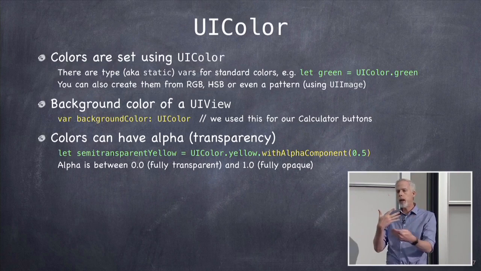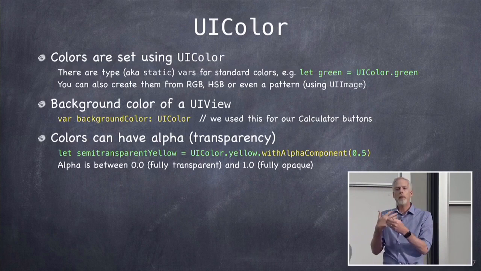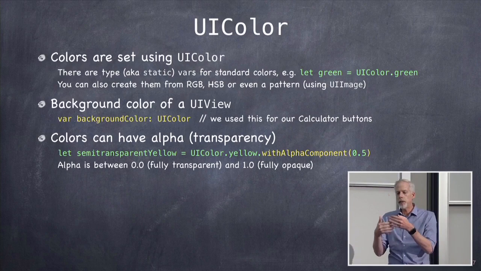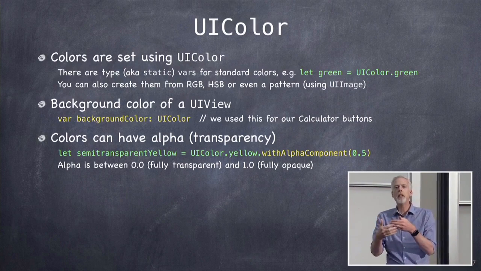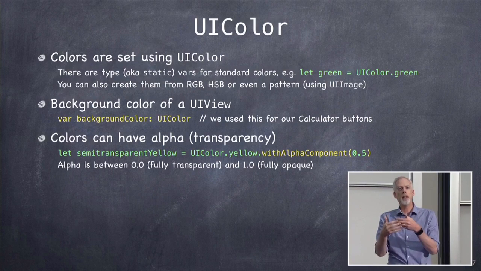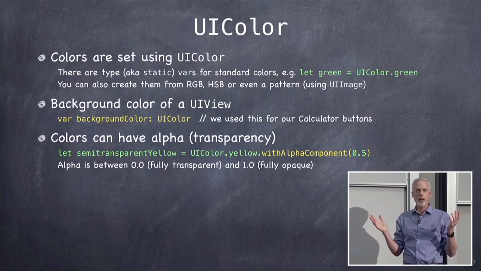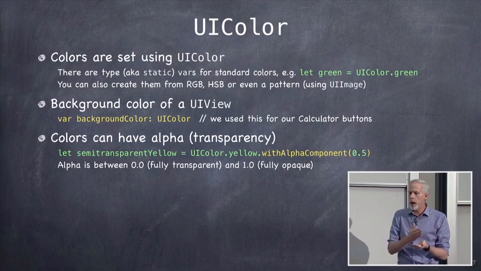So if you have a triangle and you fill it with green, then if it's fully opaque, you can't see anything behind that triangle. But if it were 50%, 0.5 alpha, then you'd be able to see the green, but you'd also be able to see things behind it a little bit. If it was 0, you wouldn't see any green because it would be fully transparent. You'd be looking all the way through it. So you can put anywhere in that range.